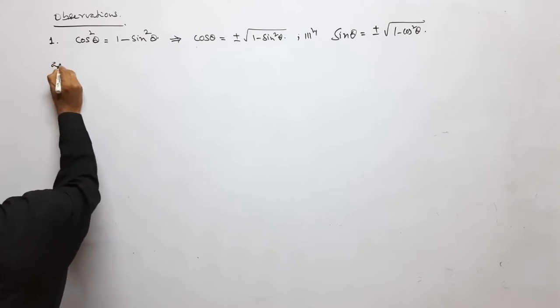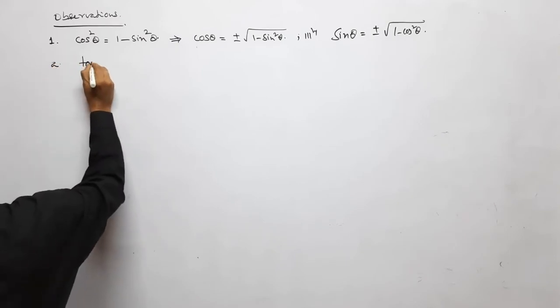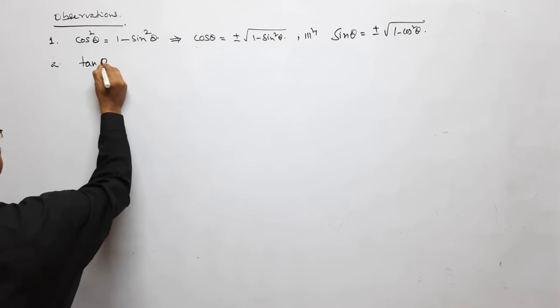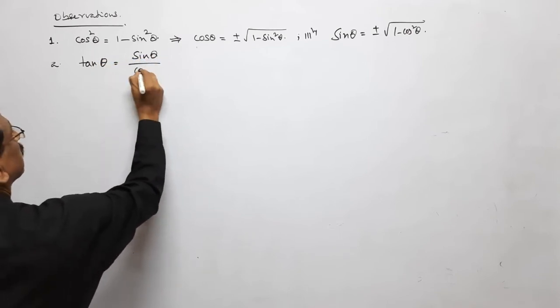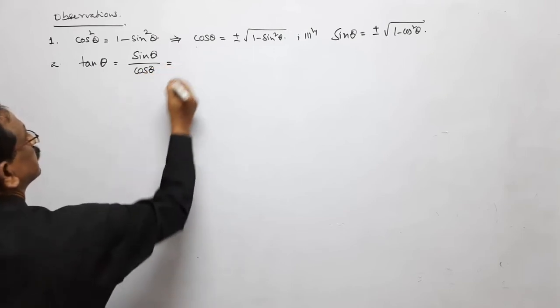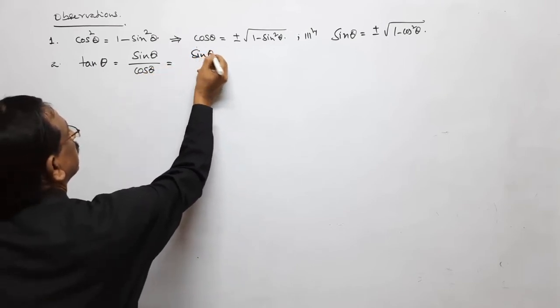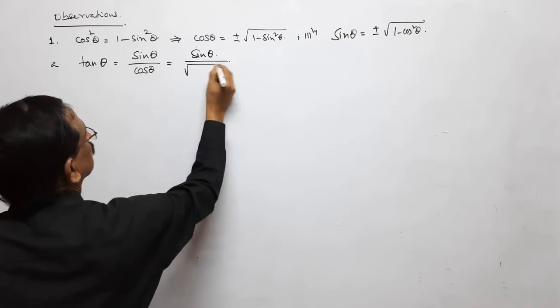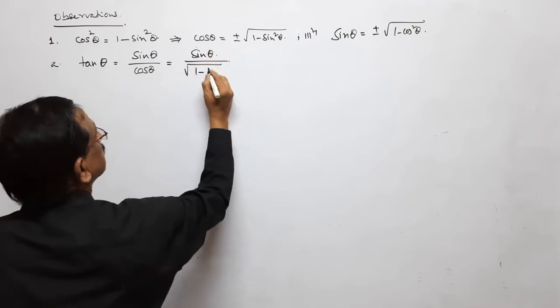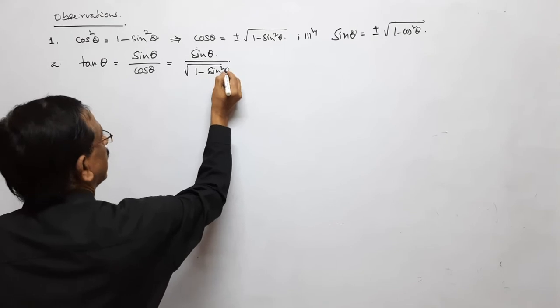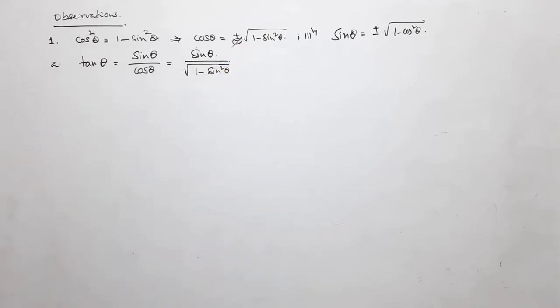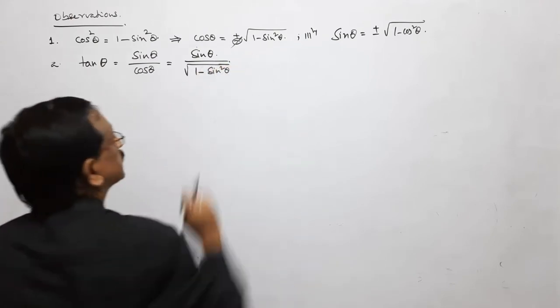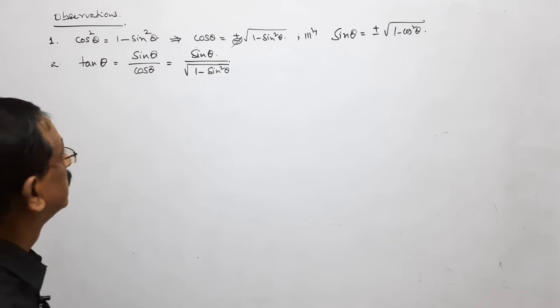So the second one is, look at tan A or tan theta. Tan theta is sin theta by cos theta. That is equal to sin theta by, what is cos theta? Root of 1 minus sin square theta. Actually I am writing plus or minus, but minus is not required because for root 1 minus sin square theta, I am taking only the positive sign. Later on I will explain why I have to take plus.